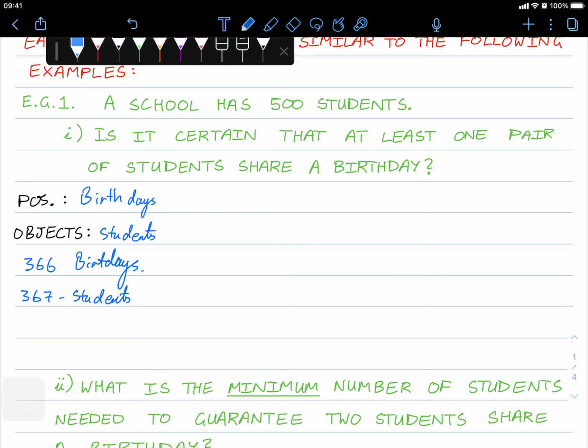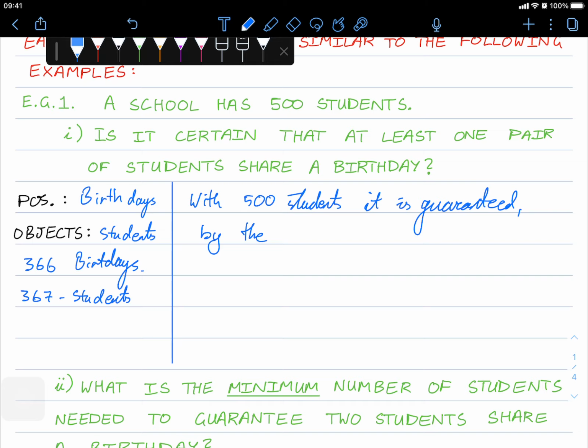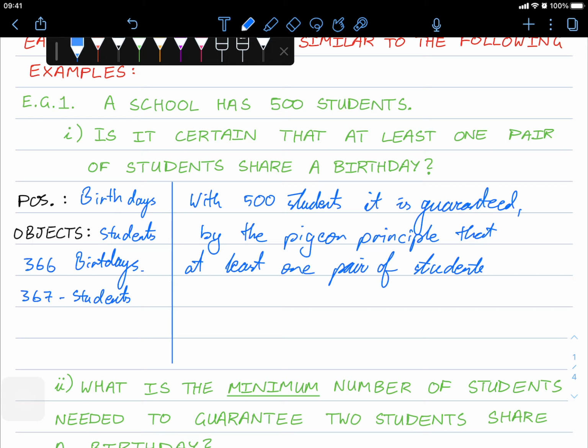So, with 500 students, it is guaranteed by the Pigeonhole Principle that at least one pair of students share a birthday. And there we have it.